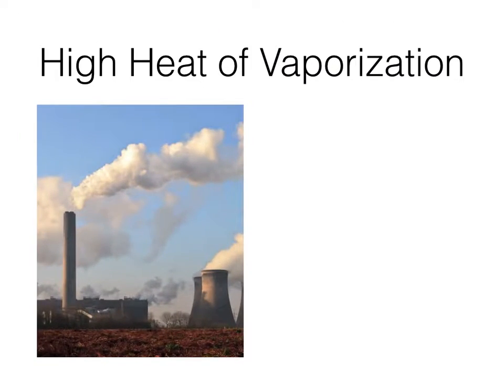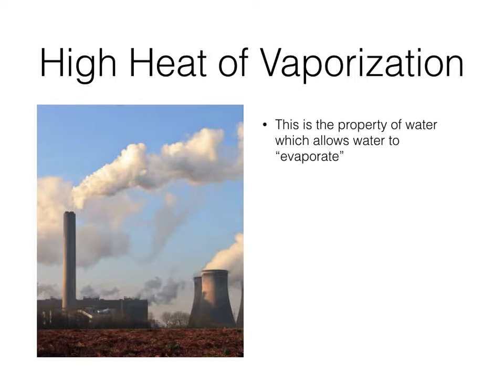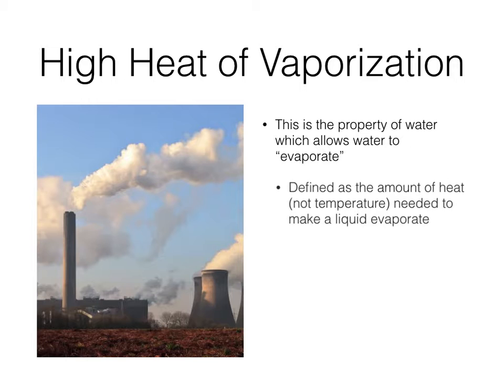Okay, so the next property of water we're going to talk about is the high heat of vaporization, and this is very closely related to the heat capacity. This is a property of water which allows water to evaporate and turn into a gas, and it's defined as the amount of heat, and not temperature, needed to make a liquid evaporate. So instead of the temperature of boiling water being 212 degrees Fahrenheit or 100 degrees Celsius, we talk about how much energy we actually have to input into the water to make it evaporate.